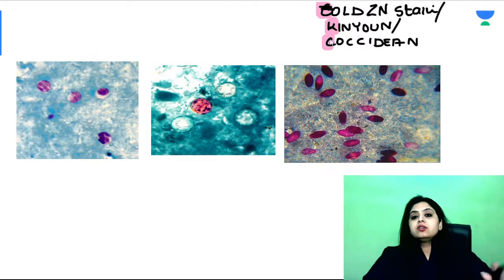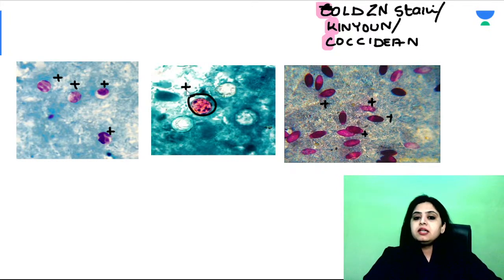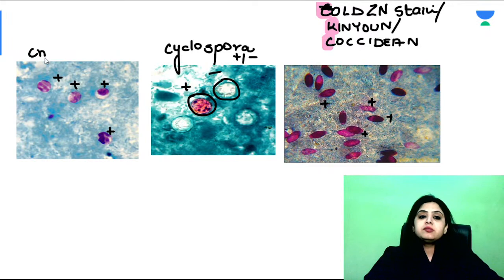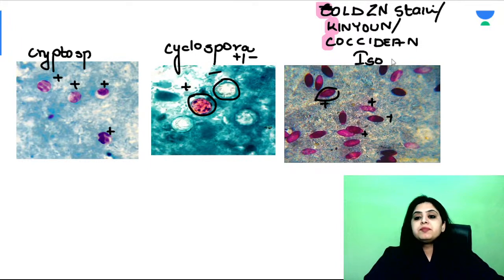Cold Kinyoun coccidian. Now when you look at this, you will say, okay, this is all acid fast. All of them are pink in color. Over here also all of them are pink in color. But over here, some of them are pink in color, and can you see some of them are totally absent, totally negative. So this must be the cyclospora, that sometimes it is acid fast, sometimes it is not. This must be cryptosporidium then, because it is round, and this is oval. If this is oval, then this must be isospora.